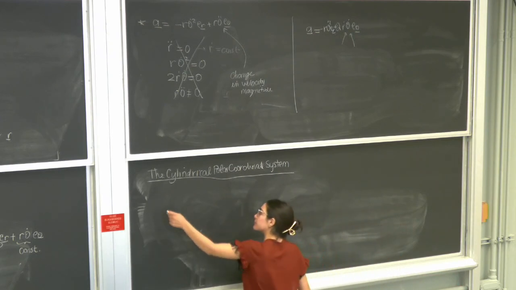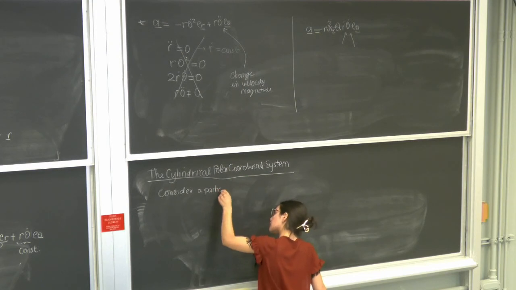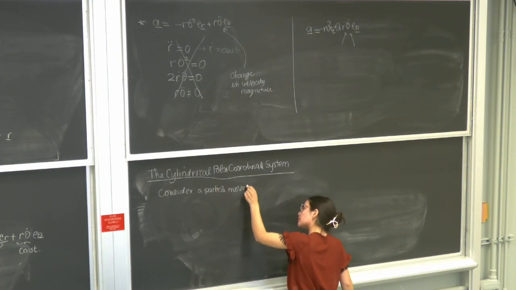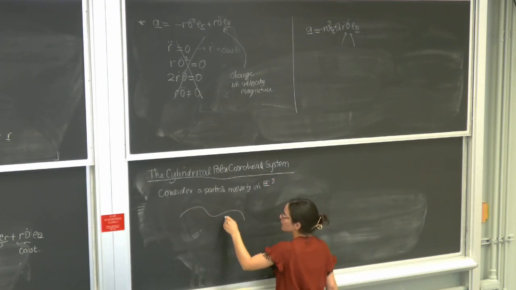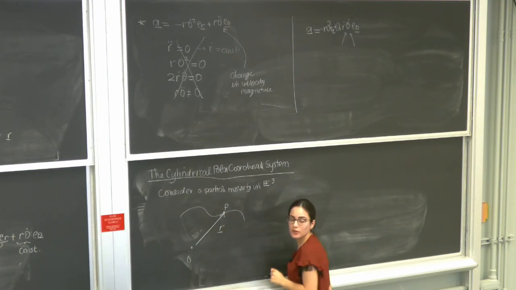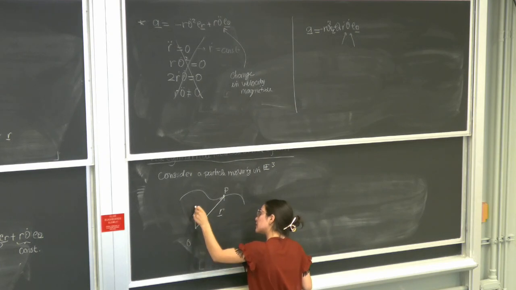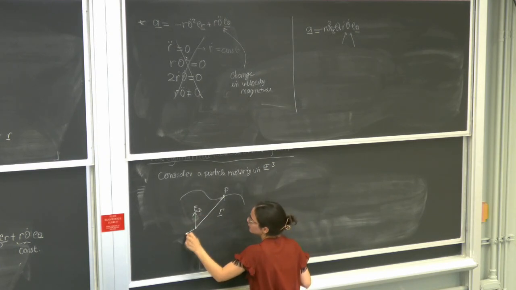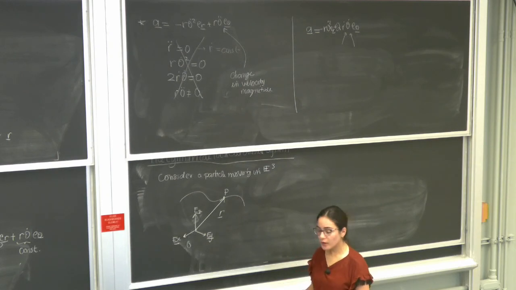So consider a particle moving in 3 dimensions. That particle is going to trace a random curve in 3D. Still, I'm going to draw the position vector to the particle. I'm going to call it R. And I'm going to draw my Cartesian basis, EZ, and then in the plane, EX and EY. Are you with me so far?